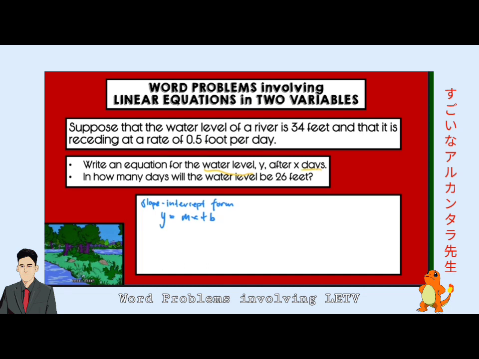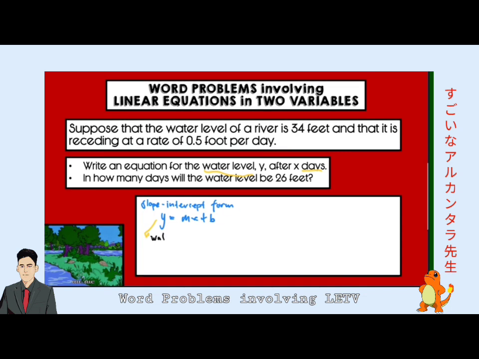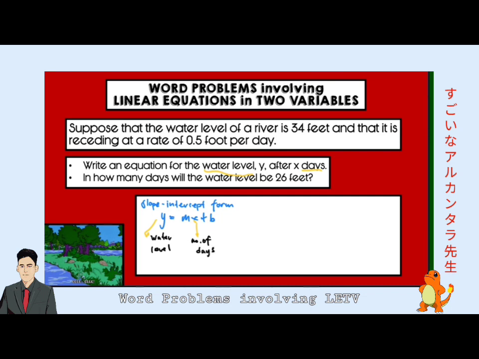Again, the y is your water level, and for this one, your x will be the number of days. The only concern that we have now is to identify what will be our m or slope, and what will be our y-intercept based on the word problem. So the m again is the slope, and the b is going to be our y-intercept. That's what we're looking for in order for us to write the correct linear equation representing the said situation.